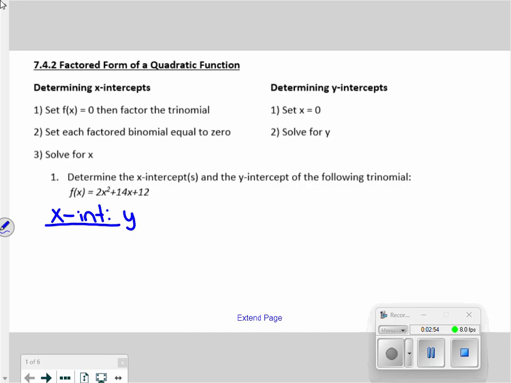That is when y equals 0. Remember, f of x is just another way to write y. I think it stands for function of x, if I'm being honest, but it's not a big deal. So I'm going to write 0 equals 2x squared plus 14x plus 12.